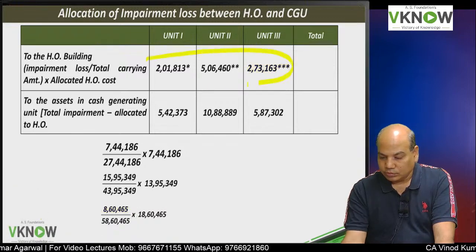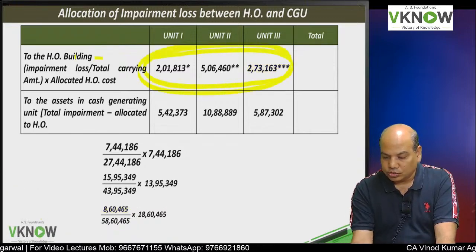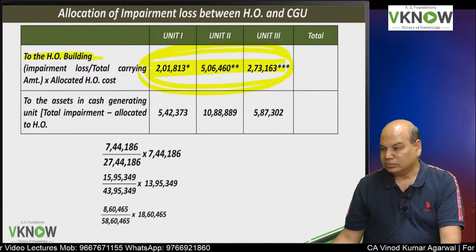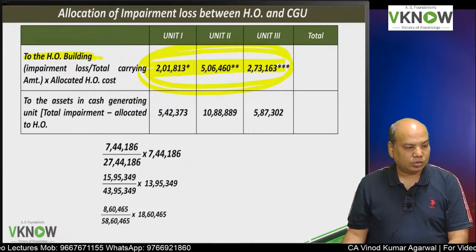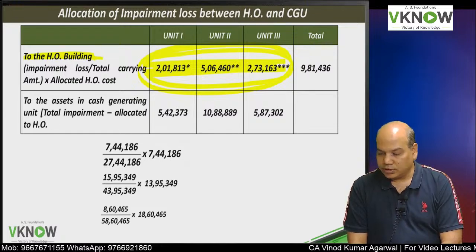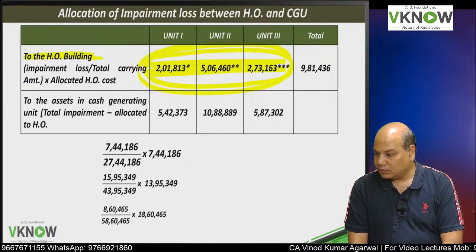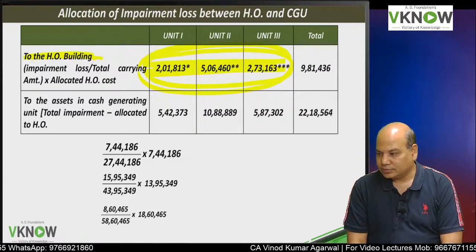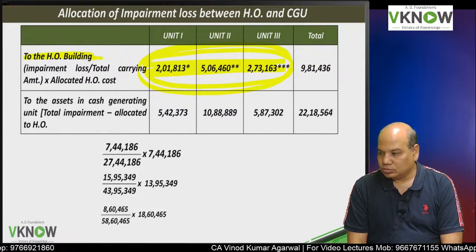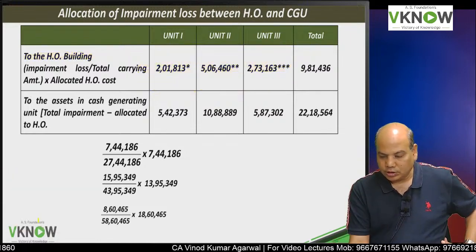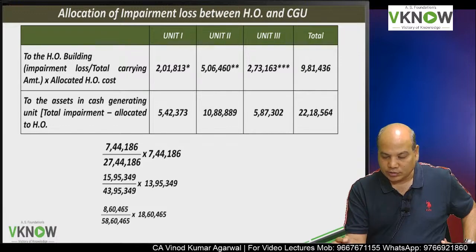Take the total allocated to HO building. Take the total of these three numbers, and it comes to 981,436. Take the total of assets, 22,18,564. So I'll just summarize.